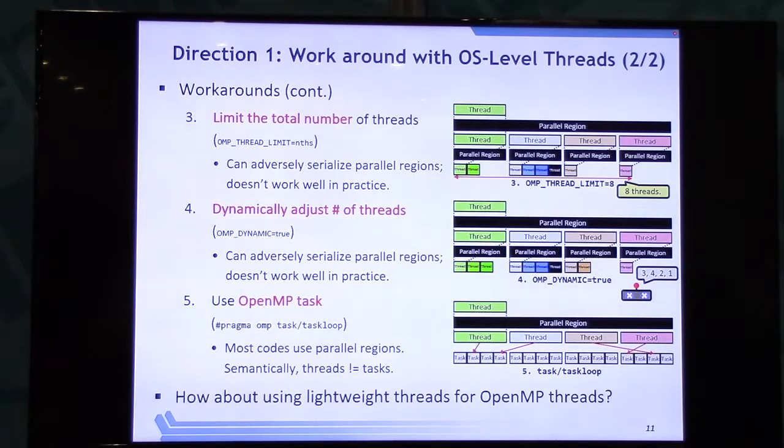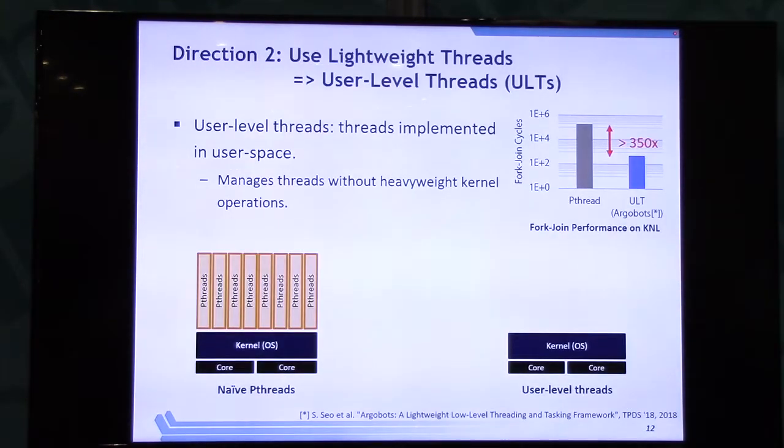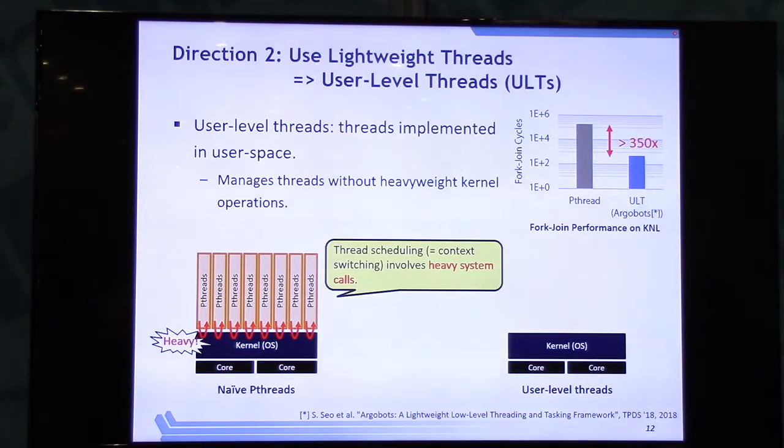The root cause of this problem is using heavyweight OS-level threads as OMP threads. Then how about using lightweight threads for OMP threads? Lightweight user-level threads, ULTs, are often used to abstract lightweight fine-grained parallel units. Please look at the left figure. OS-level threads are fundamentally heavy because the thread-kernel interaction is very costly, and any context switching involves these heavy kernel operations.